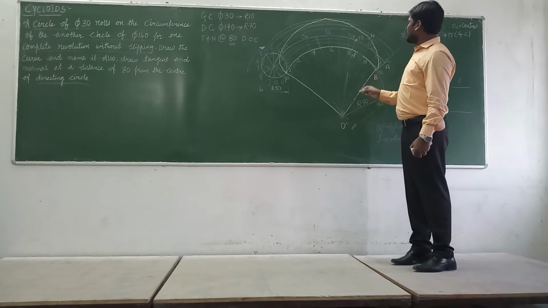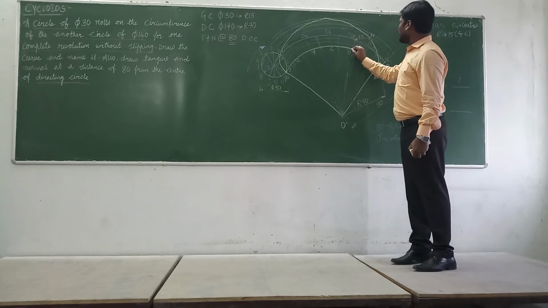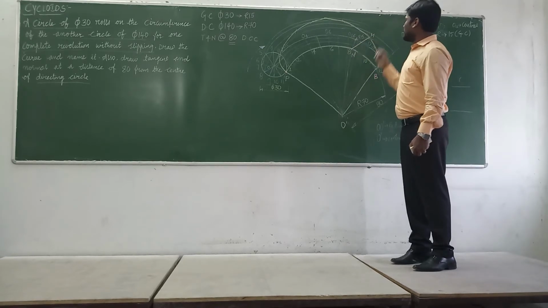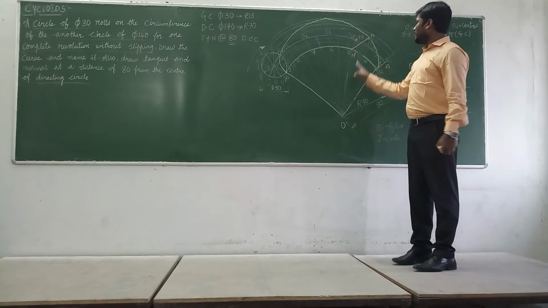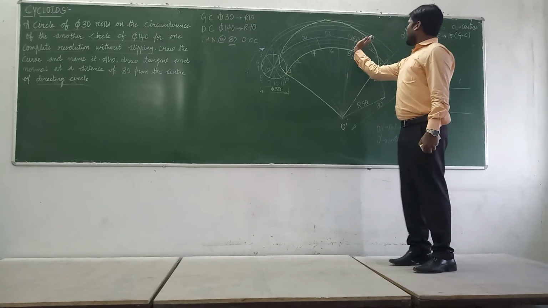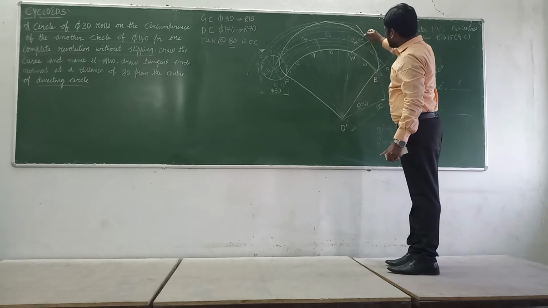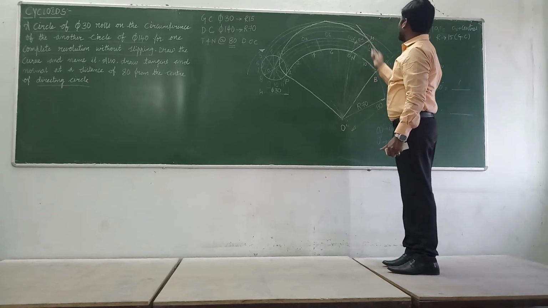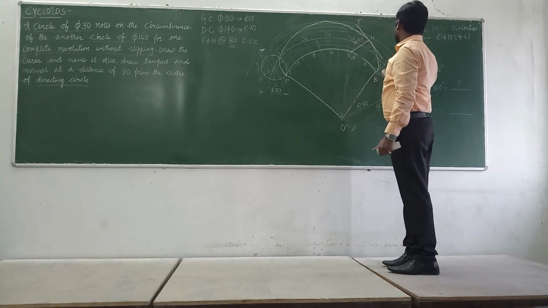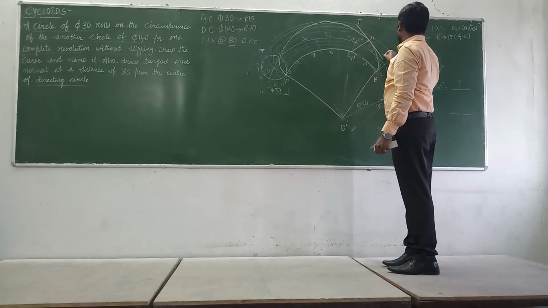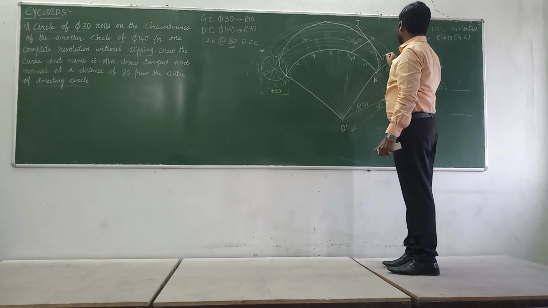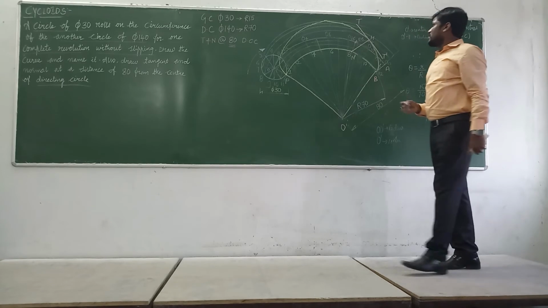That is M. Then join. The line joining MN is the normal, and perpendicular to MN is the tangent. That is T dash. This is T dash, the tangent.